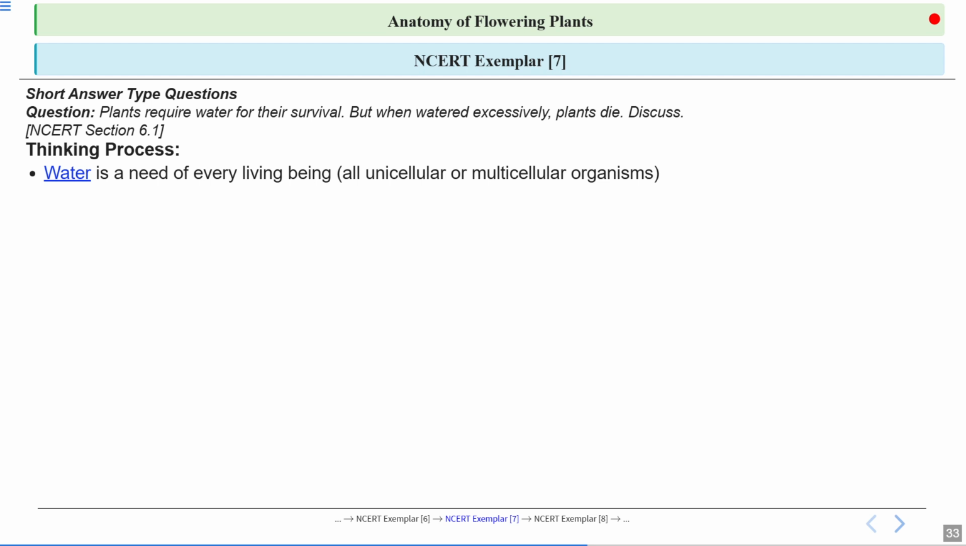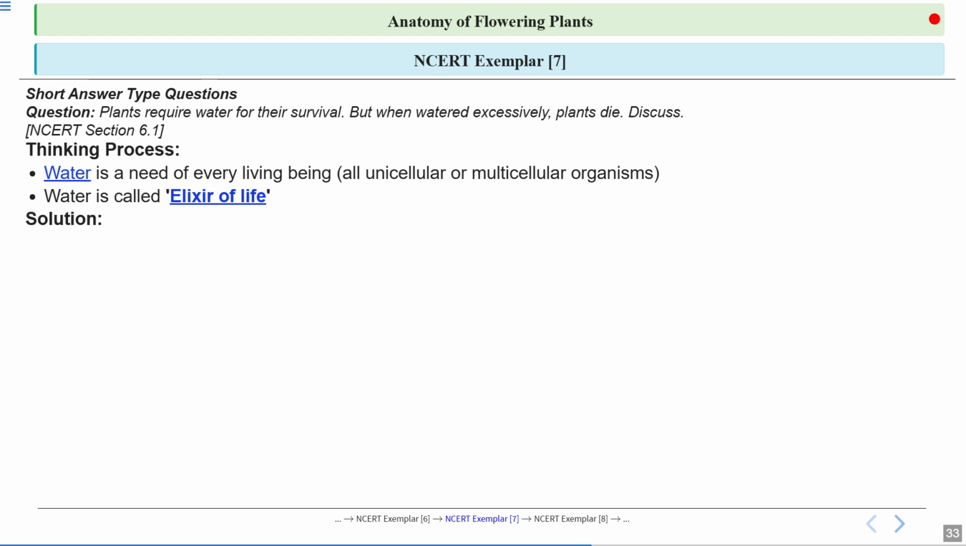Thinking process. Water is needed by every living being, whether it is unicellular or multicellular. Every organism requires water, and without water we cannot sustain our life. Water is called the elixir of life. Elixir of life means it is one of the most important things. Without it we cannot live. So can you imagine, can we live without water? Not only the plant, the human also, we cannot live without water, right?